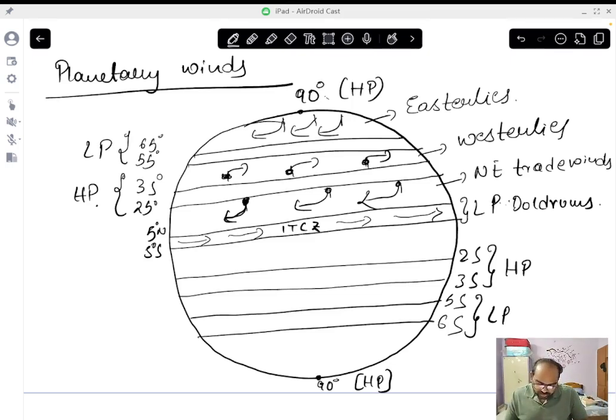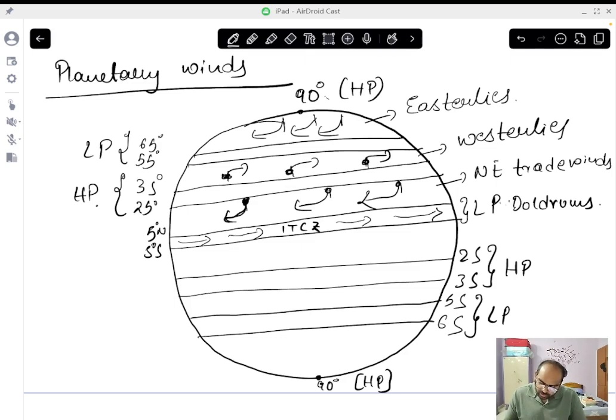Not like our northeast trade winds. The deflection is low at subtropical regions, so they blow as northeast trade winds, but the deflection is very much higher at polar regions, so they travel as easterlies, that is from east to west. Okay, a similar scenario occurs in the southern hemisphere also.